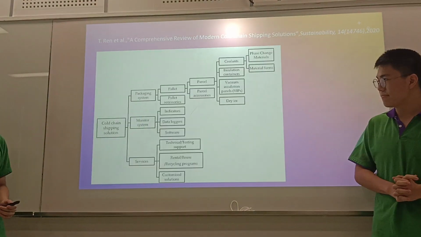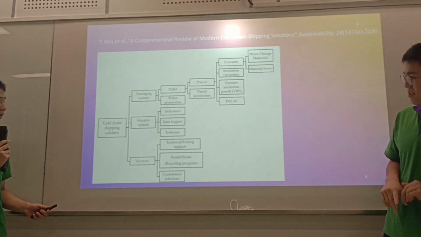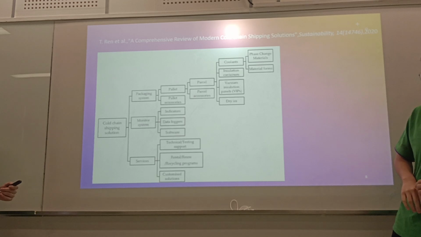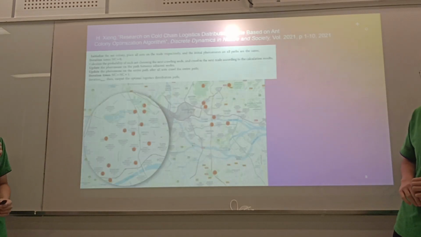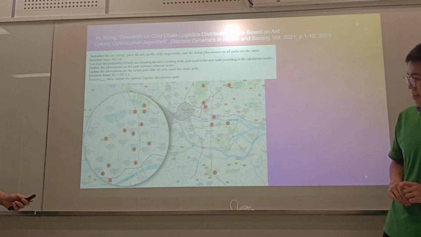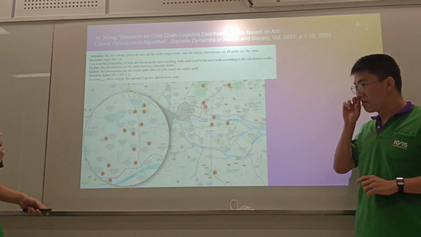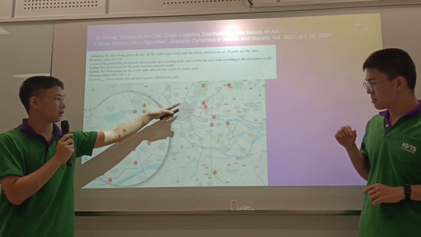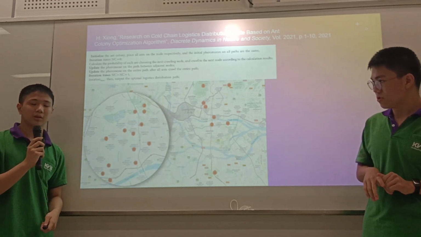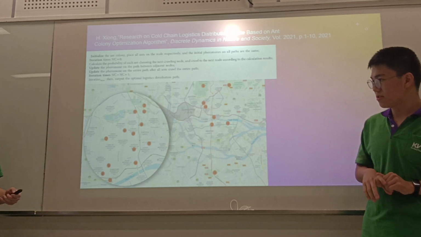So these are the components of the freight shipping chain. And this is the map and the algorithm they propose, which iterates through the cities that we will ship to.